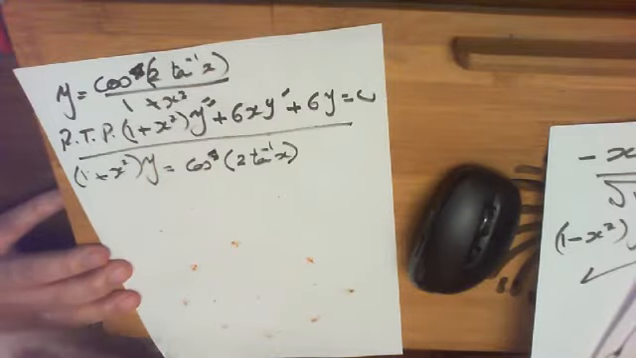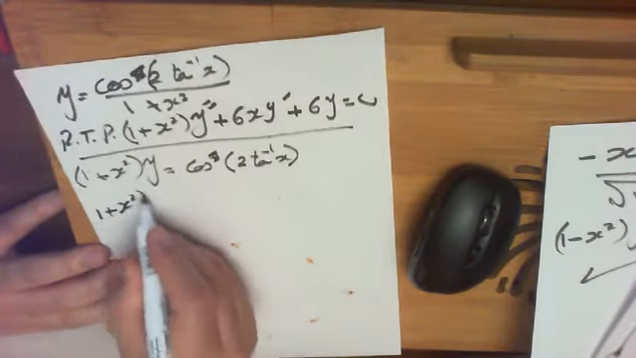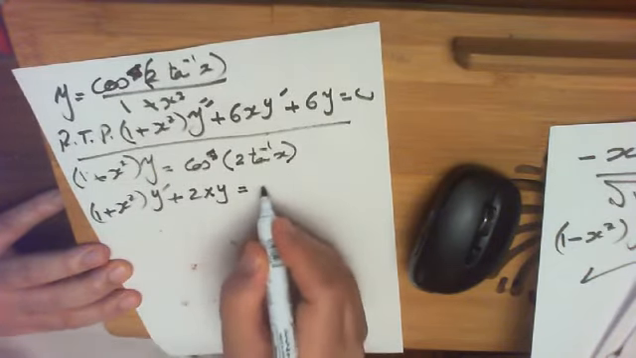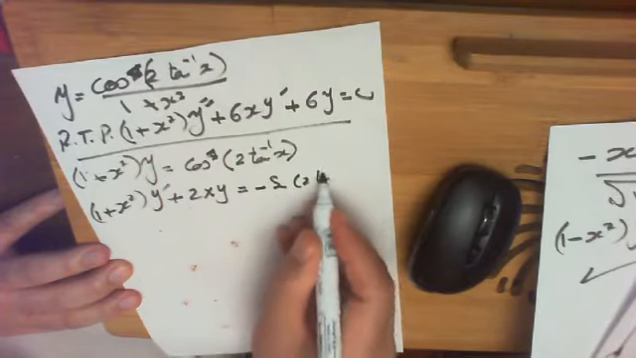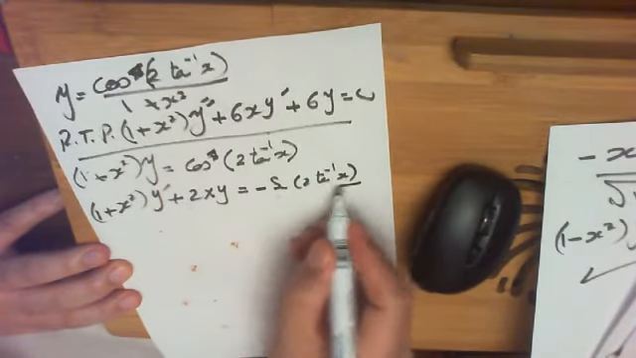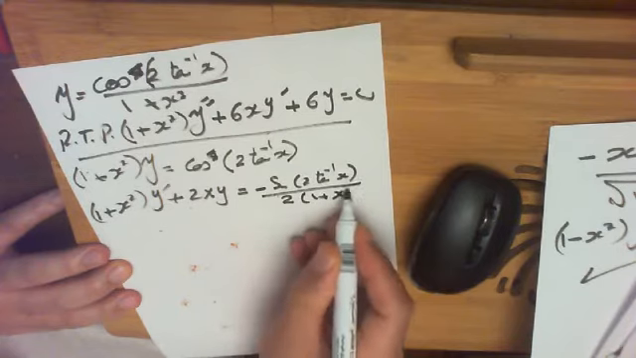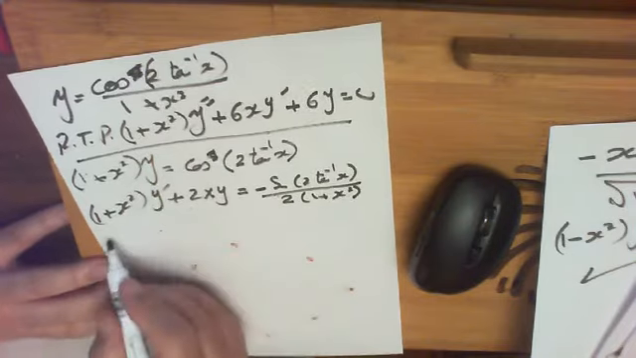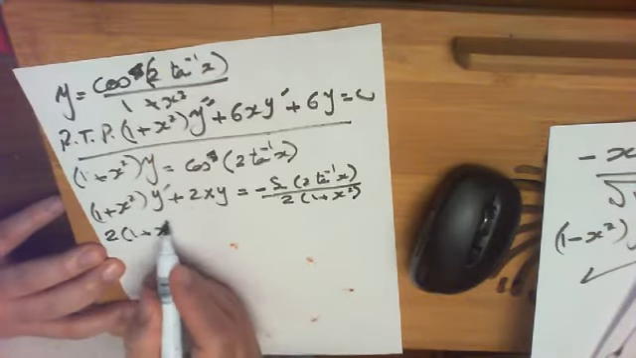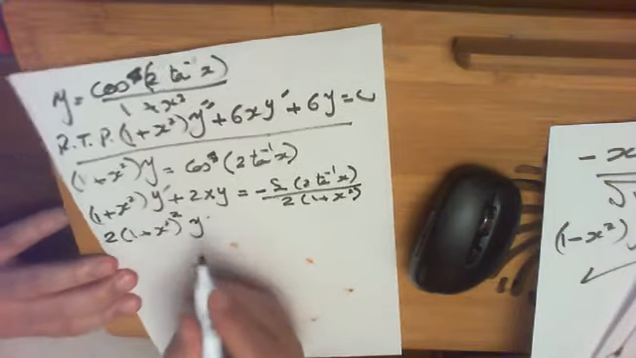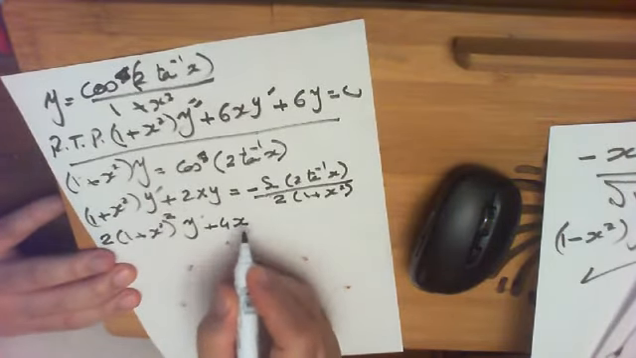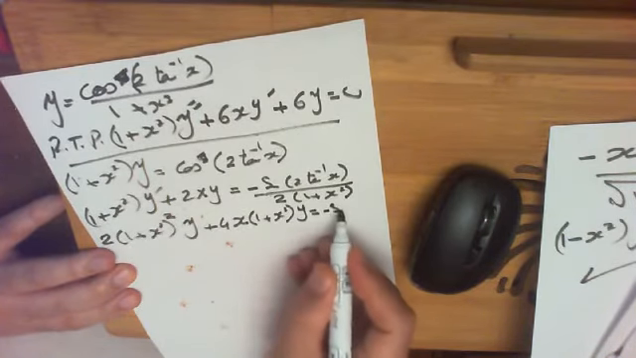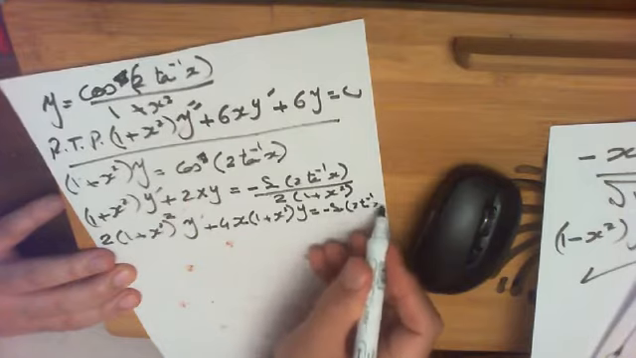Differentiate both sides with respect to x. Okay, 1 plus x squared times y dash plus 2xy equals minus sine(2 tan⁻¹x) divided by 1 plus x squared, times 2. Okay, simplify. 1 plus x squared all squared y dash plus 4x times 1 plus x squared y equals minus 2 sine(2 tan⁻¹x).